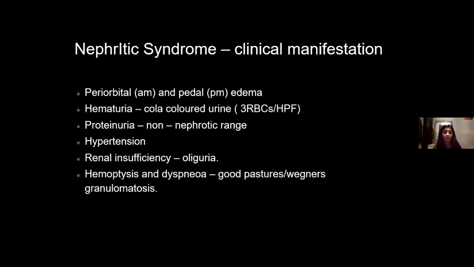We also have hematuria. This can be micro or macroscopic. It's usually macroscopic, and it will be Coca-Cola colored urine. And when we put it under the microscope, we'll see more than 3 red blood cells per high power field. Proteinuria, but not as severe as we saw in nephrotic syndrome. Hypertension, renal insufficiency, so we'll see a decrease in the urine output, oliguria. And again, in Goodpasture or Wegener's granulomatosis, which is a type of vasculitis, we get hemoptysis and dyspnea.